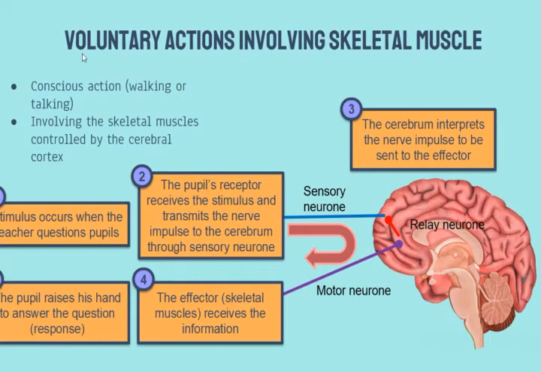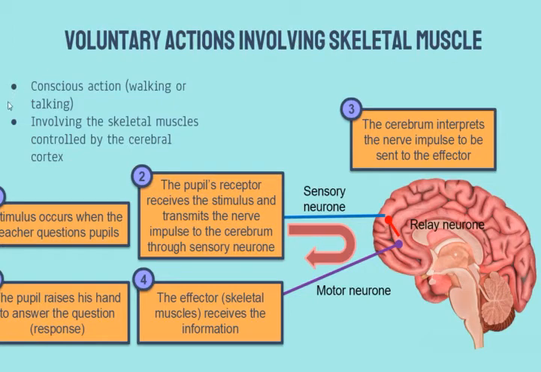Now let's discuss the voluntary actions involving skeletal muscles. You have learned that muscle tissue can be divided into three types. So what are they? They are skeletal muscle tissue, smooth muscle tissue, and last one is cardiac muscle tissue. So voluntary actions involve skeletal muscle tissue.